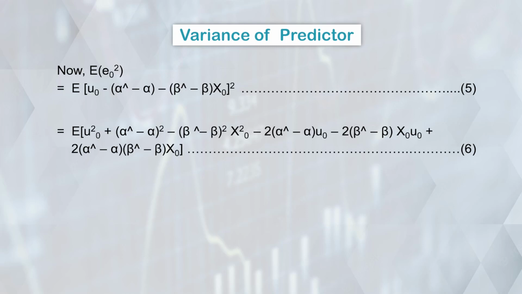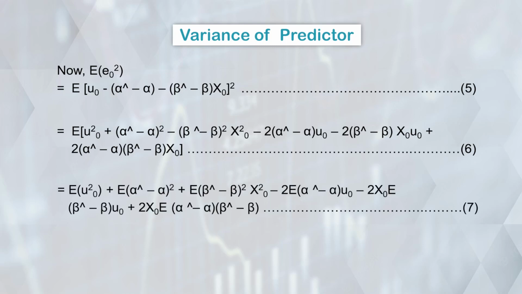That comes out to be step number 6. After that, we are removing the bracket and inserting expectation before every item. So we insert expectation before u0 square, before (alpha hat minus alpha) whole square, and similarly before (beta hat minus beta) whole square x0 square. By doing this, we insert expectation beside all these combinations, and that comes up to be equation number 7.